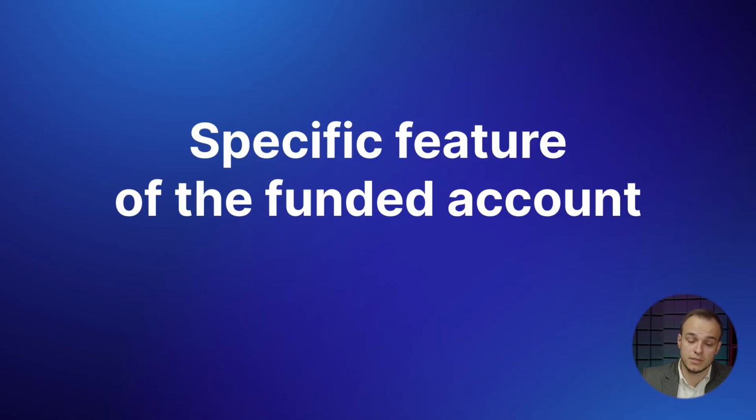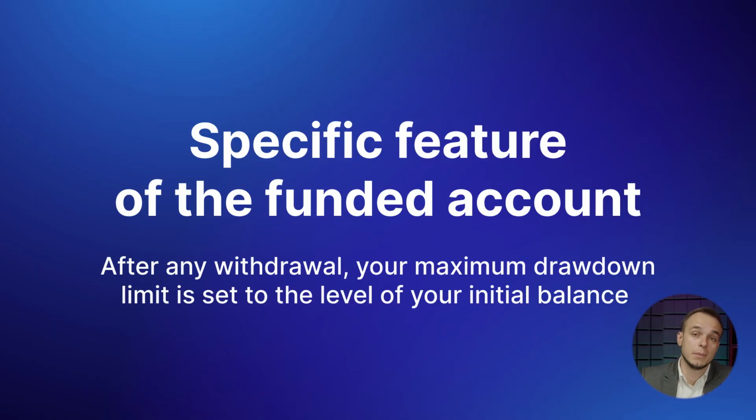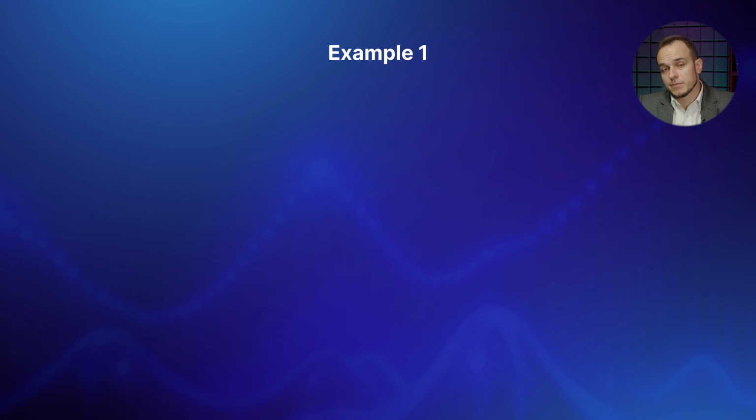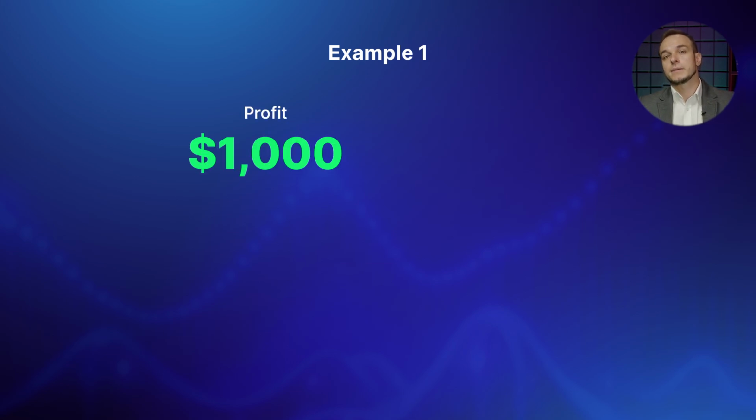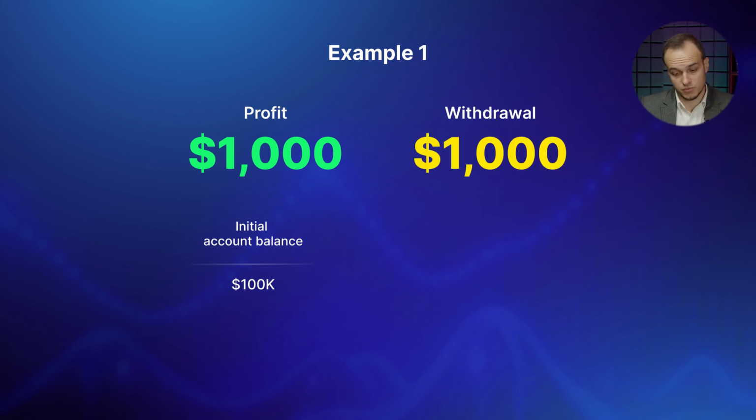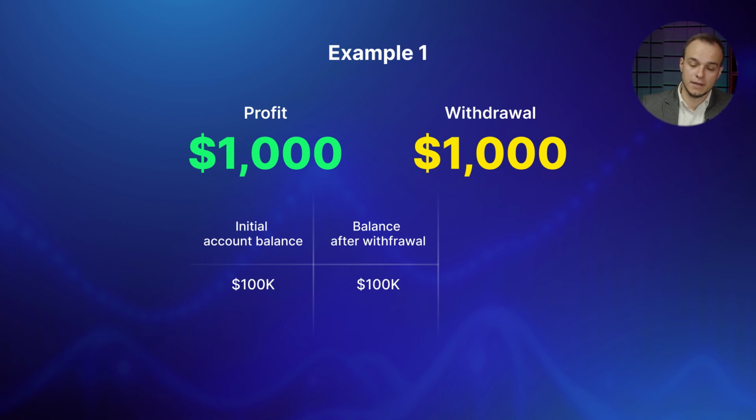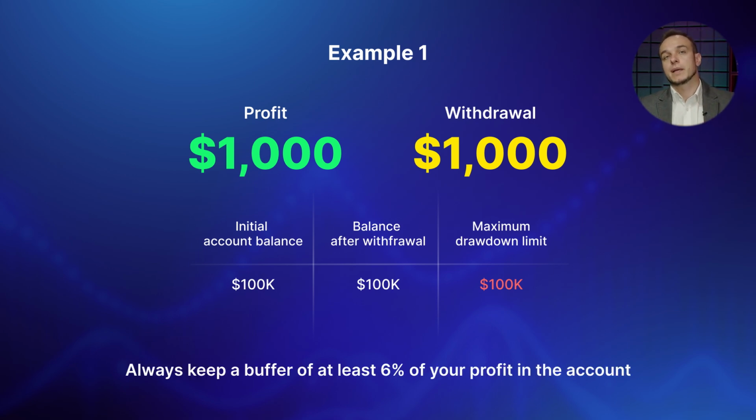A specific feature of funded accounts is that after any withdrawal, your maximum drawdown limit is set to the level of your initial balance. Let's consider an example. You earn $1,000 on a funded account with an initial balance of $100,000 and request a withdrawal of $1,000. After the withdrawal, your maximum drawdown will be capped at $100,000, which is highly likely to result in an automatic account breach if you open a trade post withdrawal.